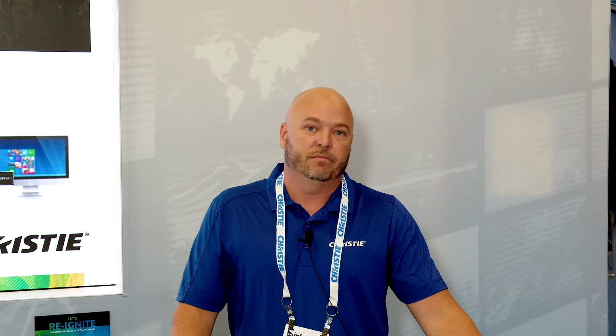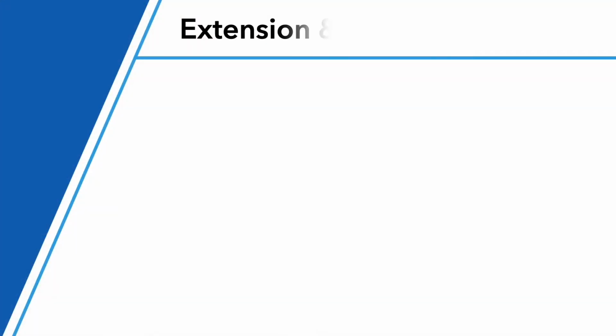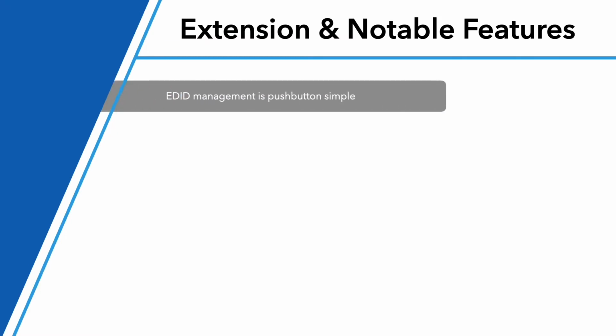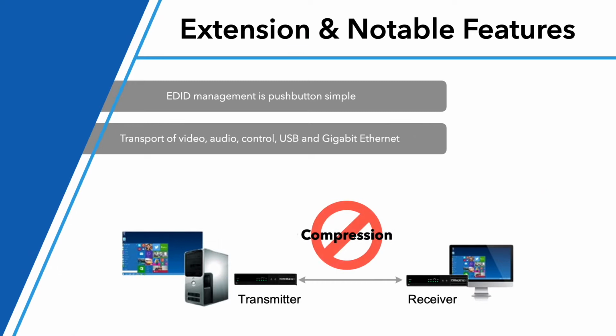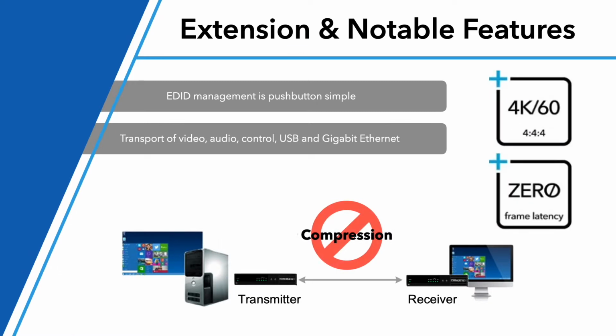We do extension. For Christie, we do a lot of transmitter to receiver, so it's point to point. And it's really 4K 60 444 and really low latent and uncompressed. It's perfect for us for extension modes. No compression. We love that.